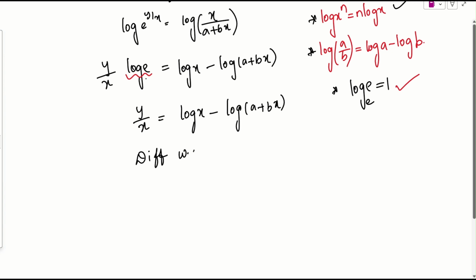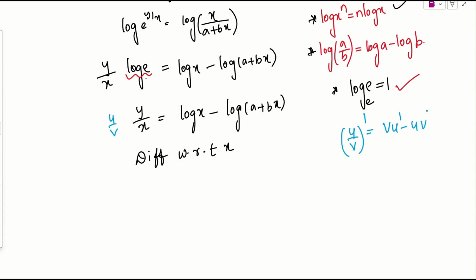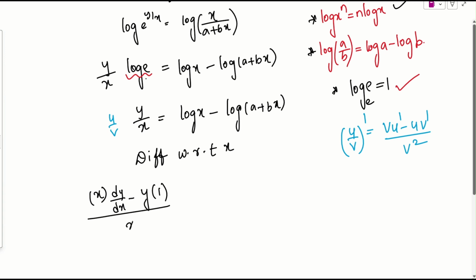If I differentiate this with respect to x, if you check the left side, this is in the form of u by v. What is the formula for u by v? We will call it the quotient rule: v u dash minus u v dash by v square, right? I will be applying the same formula. So v, denominator, into u dash, numerator derivative, which will be dy by dx, minus u as it is, which is y, and v denominator derivative will be what? That is 1, by v square, means x square, is equal to what is log x derivative?